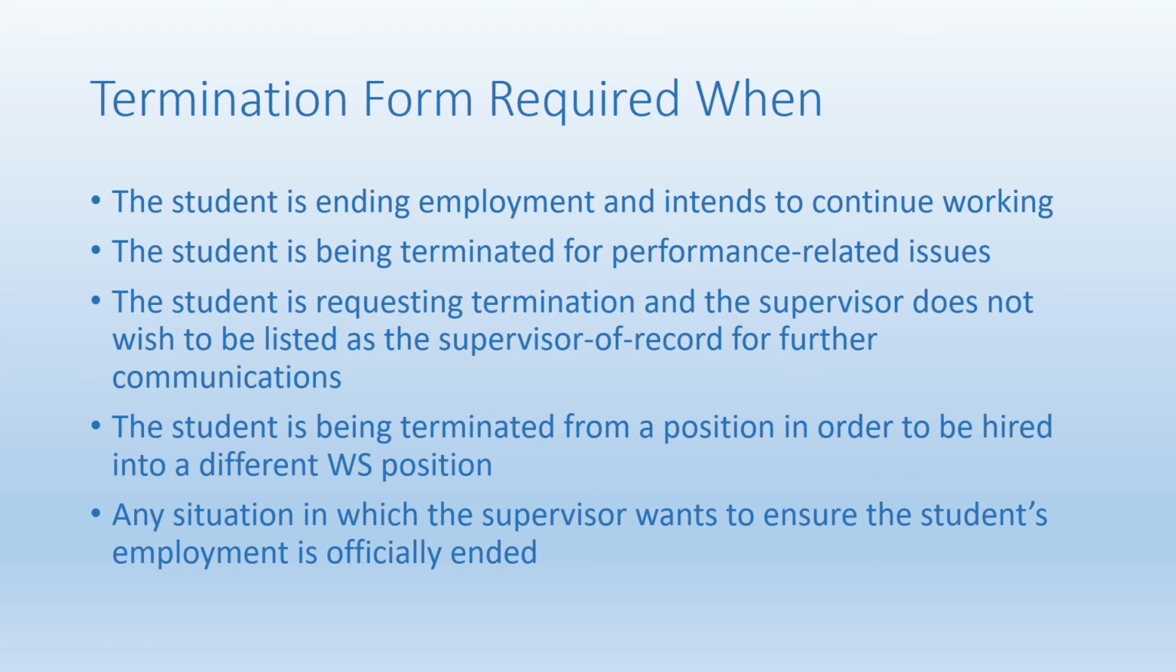If, however, one of these reasons apply, the student is ending their employment and they want to work somewhere else, there's a performance-related issue that is the reason for their termination, you, as the supervisor, have already seen the student leave the position and you don't wish to be contacted about any changes to the position or the student's award, the student's moving to a different position within the same department, i.e. a promotion, for example, or really any situation in which you want to make sure that your ties to this position are officially severed. That's when you use the termination form.